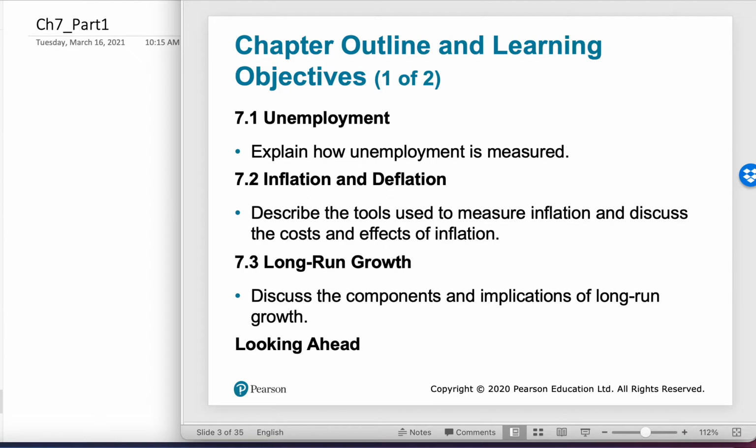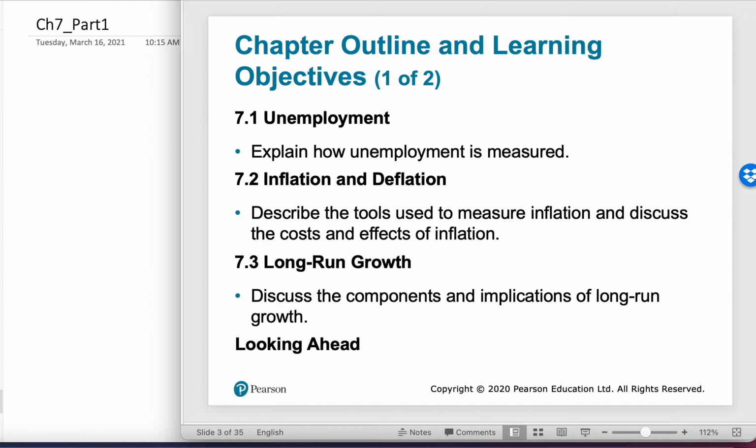And then we move to explain inflation or deflation. How is it measured? And finally, a brief discussion about long-run growth in the economy. But the first two learning objectives are very important.